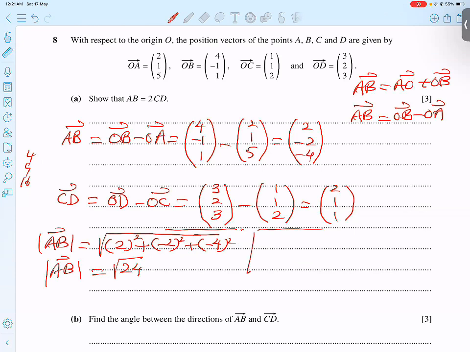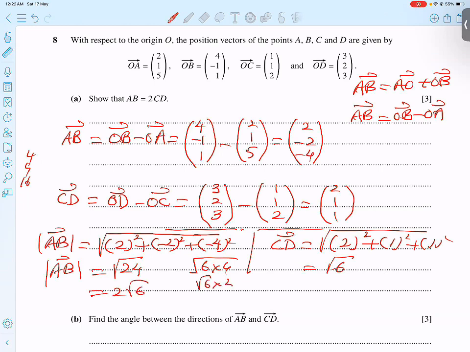And what is the other one? CD. So 2 square plus 1 square plus 1 square. 4 plus 1, 5 plus 1, 6 root. And this I can write in two parts. 6 fours are 24. If I take root 6 alone and 2, so I got 2 root 6. Does it match or not match? So I can express here that AB without the arrow on top is 2 times CD. Proved.